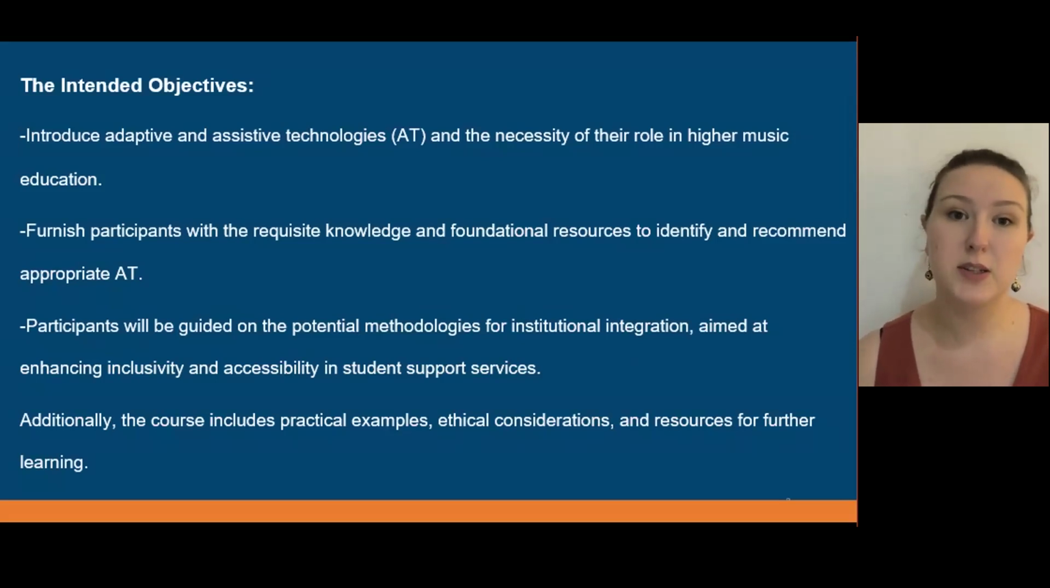Secondly, to furnish participants with the knowledge and the foundational resources to identify and potentially also recommend appropriate AT to their students as well as to use in their classrooms. Three, for participants to be guided on the potential methodologies for institutional integration of AT aimed at enhancing inclusion and accessibility within student support services. Additionally, the course includes some practical examples, ethical considerations, as well as some resources for further learning.